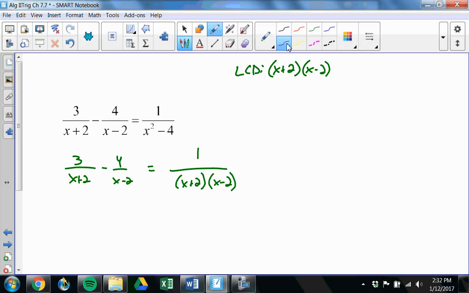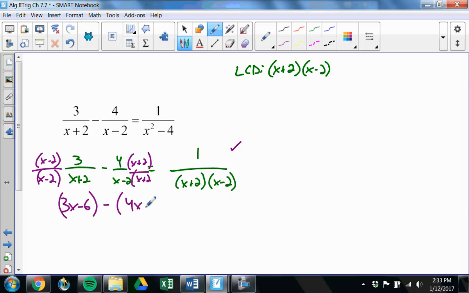So I look at each fraction and see what it needs. This fraction needs an x minus 2 on top and bottom. This fraction needs an x plus 2 on top and bottom. This fraction doesn't need anything. So now I get 3x minus 6, minus 4x plus 8, equals 1.